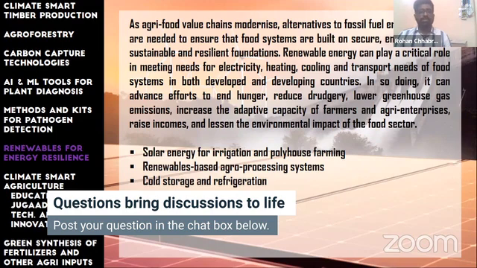Now, solar energy could be used for irrigation and polyhouse farming. Even renewables based agro processing systems could be used. Renewable energy based cold storage and refrigeration systems could be used and could play a vital role in ensuring that we have an energy resilient climate infrastructure.